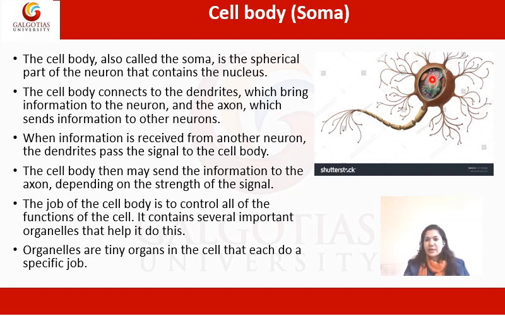This cell body connects with dendrites. Dendrites send the information towards the cell body, and from the cell body there is a large projection called the axon. The cell body sends information to the axon, and the axon receives this information and sends it away from the cell body. So these are the structures associated with the cell body: the dendrites and the axon.